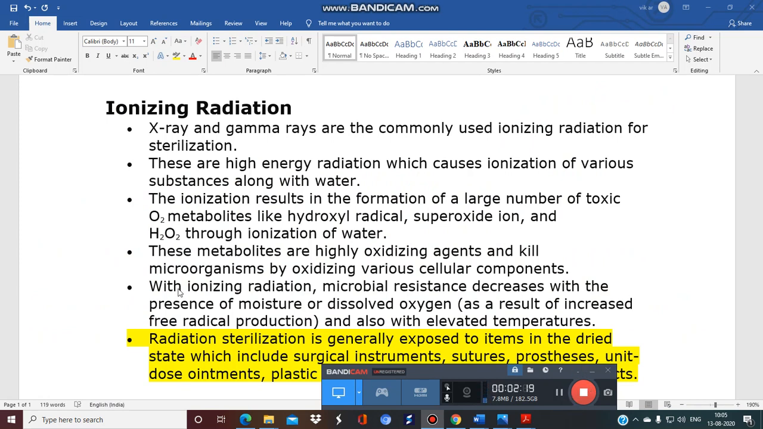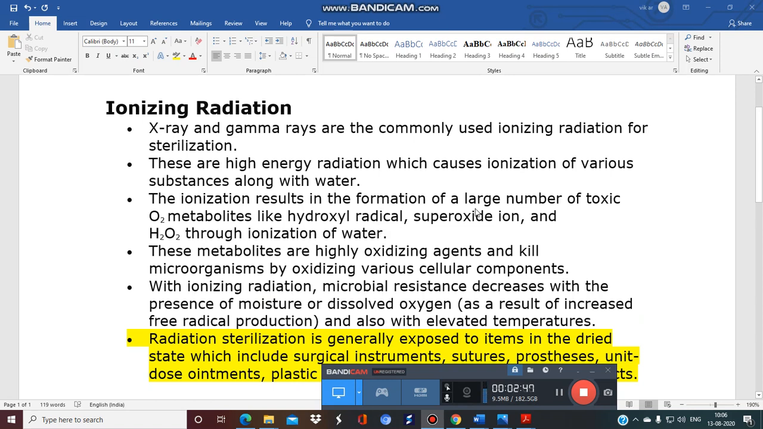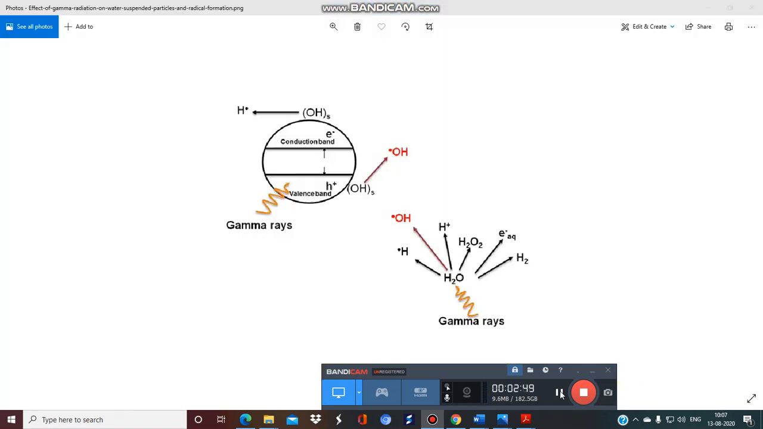As you can see here, with ionizing radiation, microbial resistance decreases with the presence of moisture, as a result of increased free radical production. So this method is widely used to sterilize various things like surgical instruments, ointments, plastic syringes, and dry pharmaceutical products. So let's see how these radicals are produced.